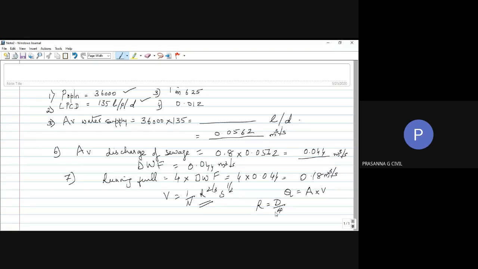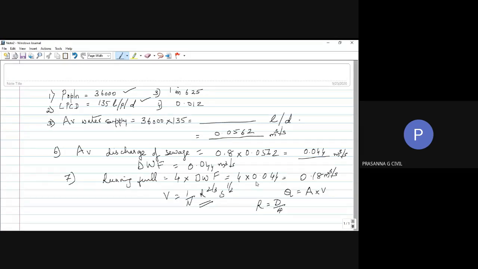Can you do it and tell me the answer for now? Which is the only dimension that you will not have in this when you are calculating? Diameter. Diameter, ma'am. Okay. So leave the diameter part as it is. Then go to your Q is equal to AV, where you know A and you know Q. Correct? Yes, ma'am. So finally, you will be giving me D, and then you will have to go back and calculate your V.